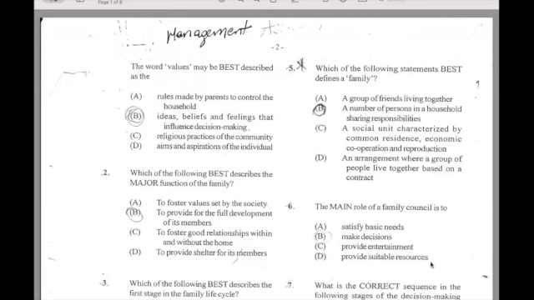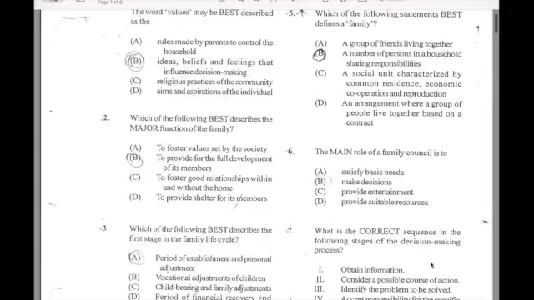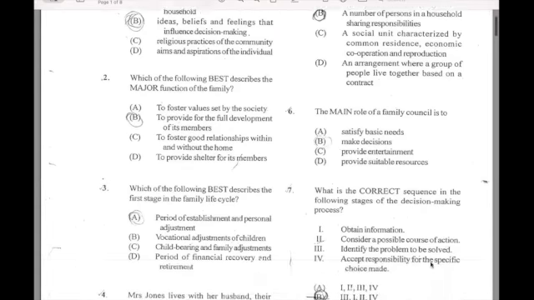Question number 1. The word value may be best described as, and if your answer is B, then you're correct: ideas, beliefs, and feelings that influence decision making. Question number 2. Which of the following best describes the major function of the family? And if your answer is B, then you're correct. To provide the full development of its members.